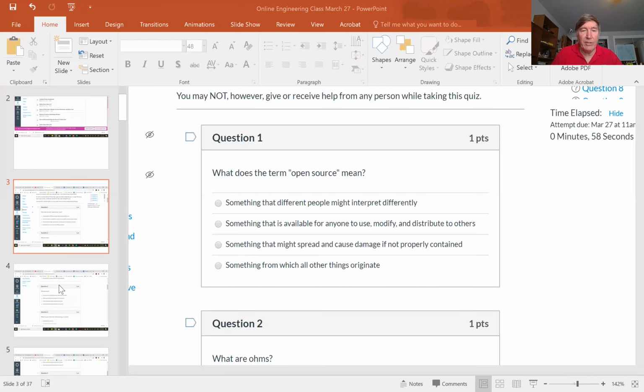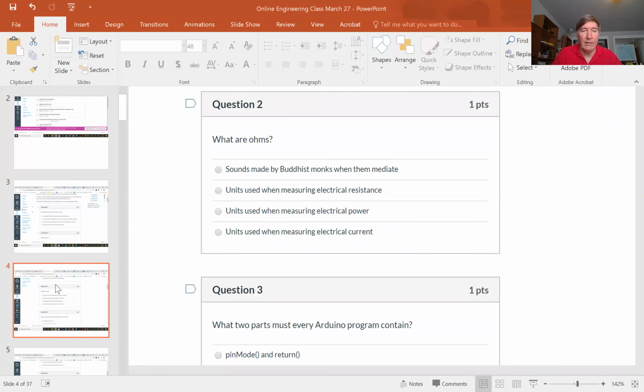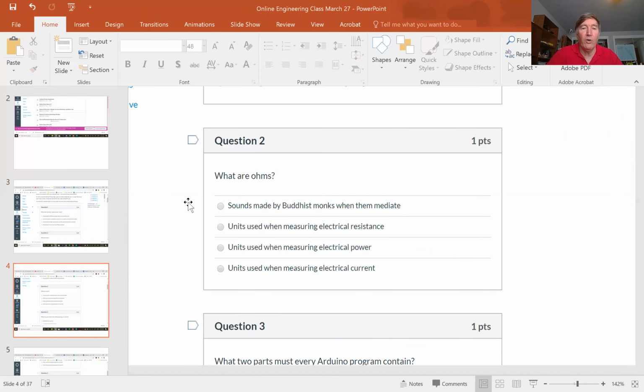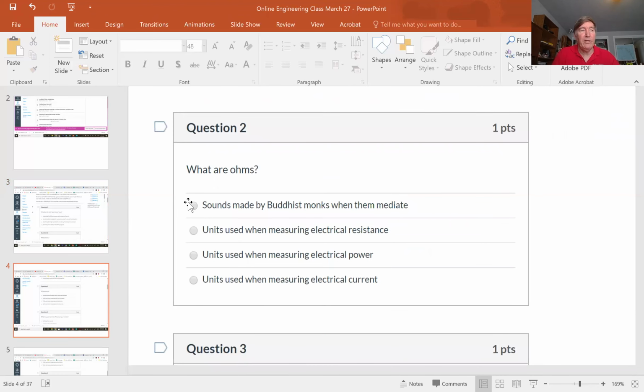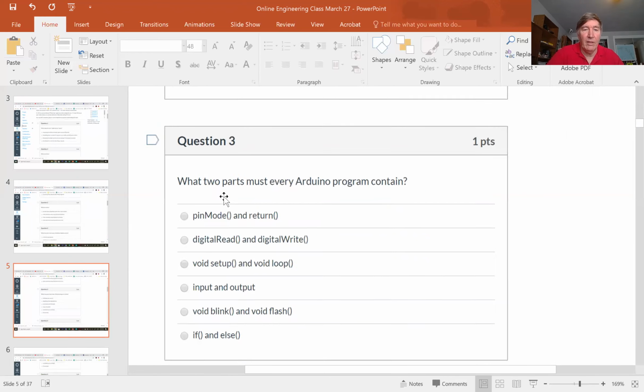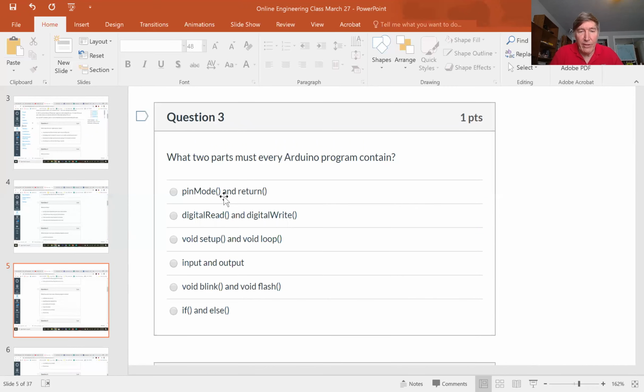Next one, question number 2 here. Right, so what are ohms? All right, hopefully you guys all got that one right. And it's not the sound that's made by a Buddhist monk. Ohms are the units that we use when we're measuring electrical resistance. Okay, next one. What 2 parts must every Arduino program contain?